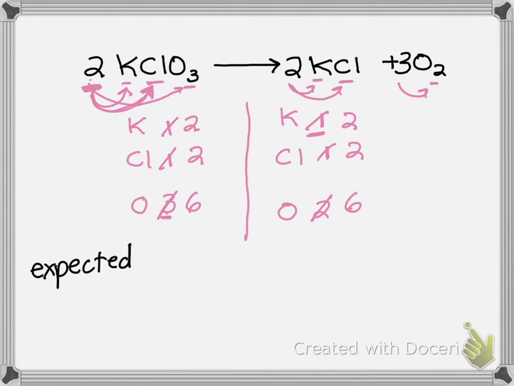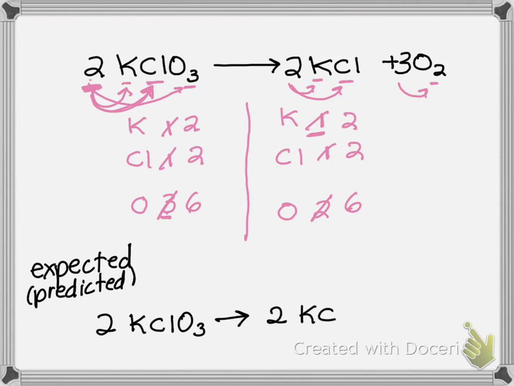So my expected balanced equation, by following the law of conservation of mass, and so this would be another way to say this. This is predicted. This is what I would expect or predict, is 2 KClO3 goes to 2 KCl plus 3 O2. And so now what this lab is trying to do is experimentally see if that's the answer we get.